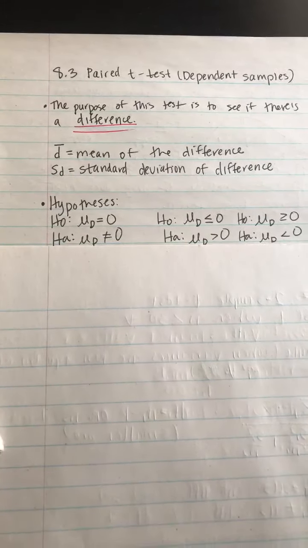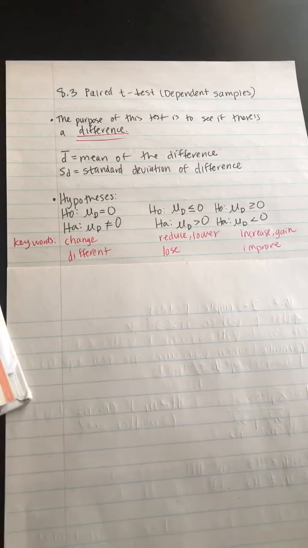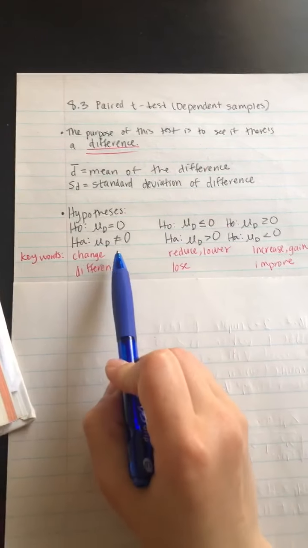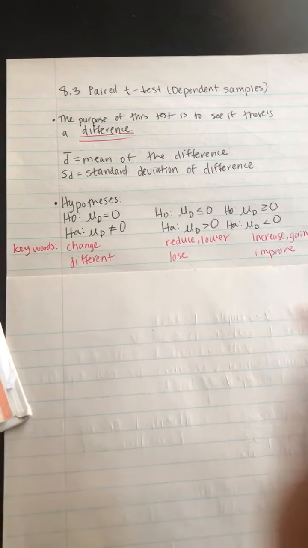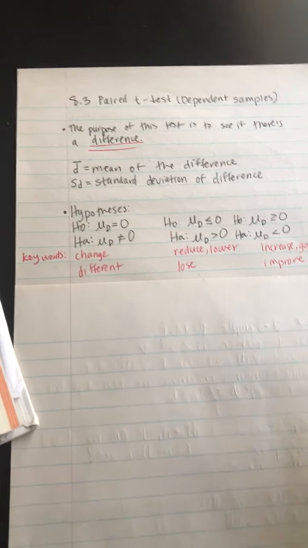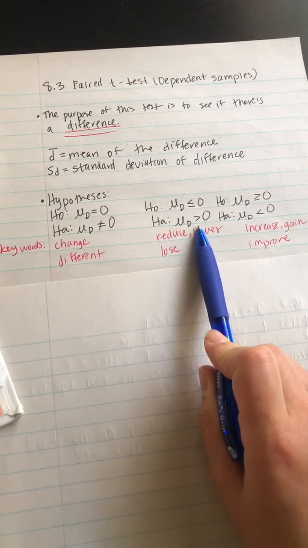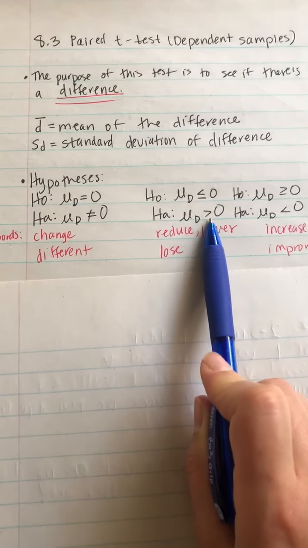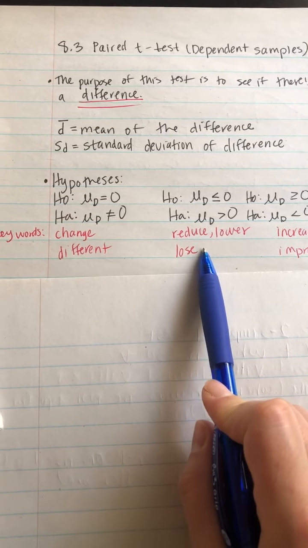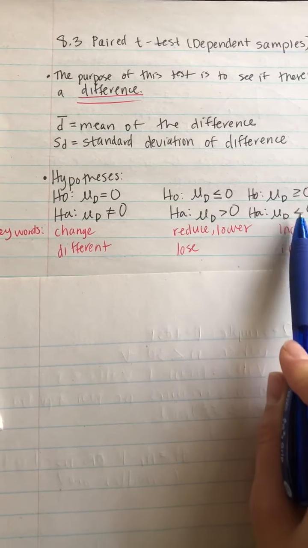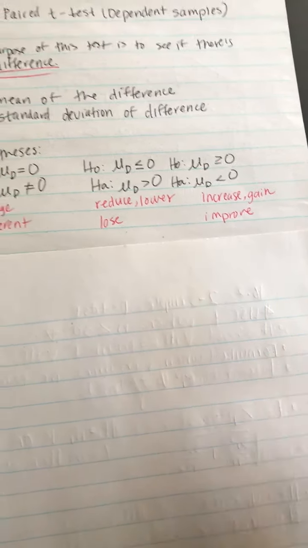It depends on the keyword that the problem has. Okay, so these are your keywords. The keywords for the equals, not equals is change, different. So for example, is there a difference in weight loss between diet and exercise? It'd be this. The keywords for this one, greater than, are reduce, lower, lose, so it's the opposite. And then this one is less than, and the keywords are things like increase, gain, improve.